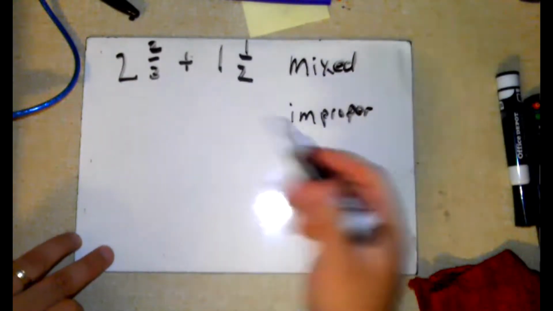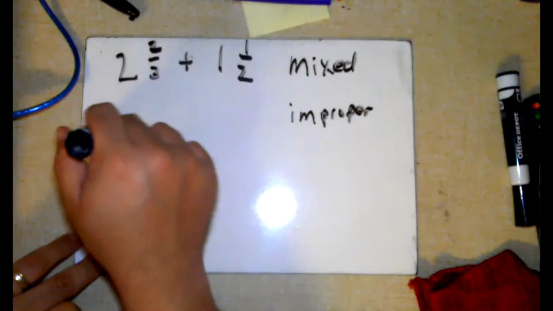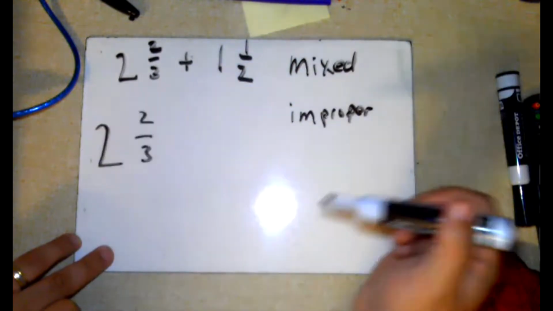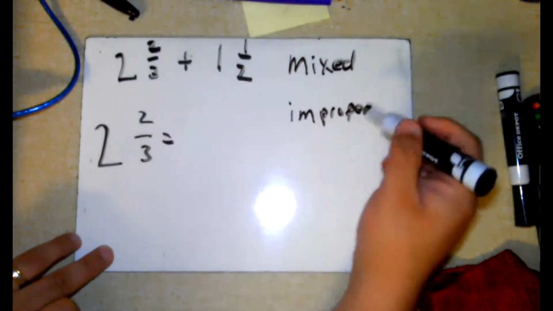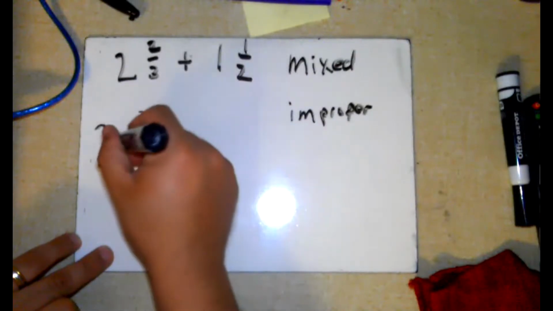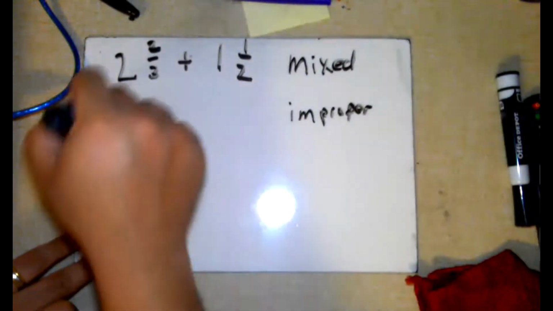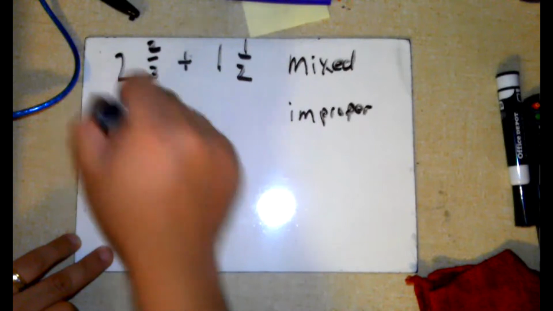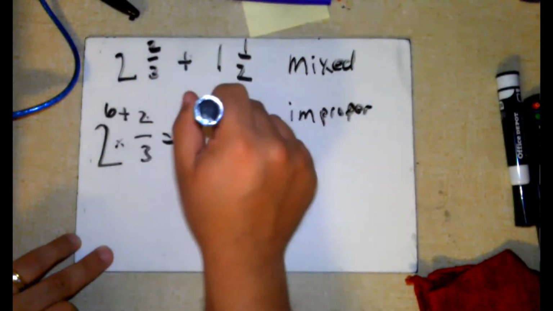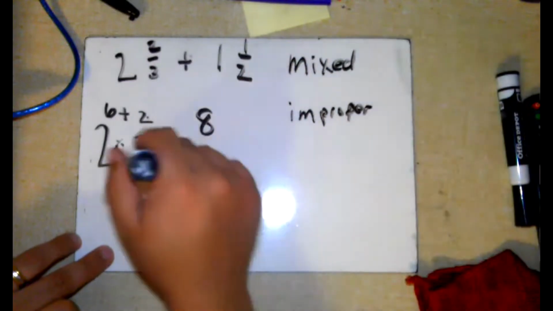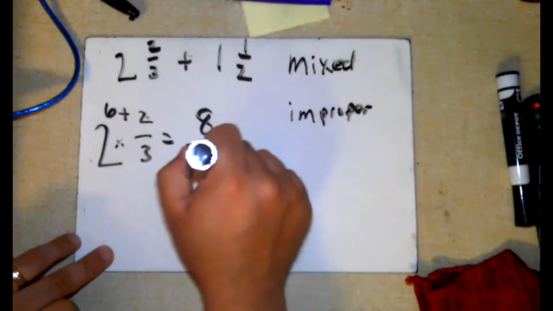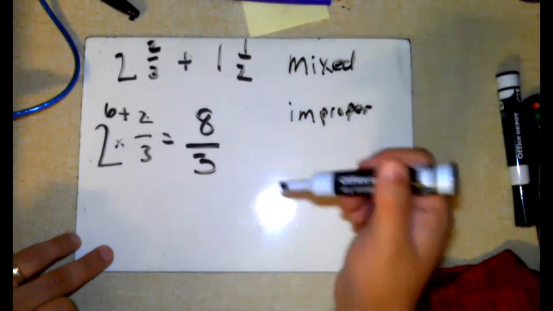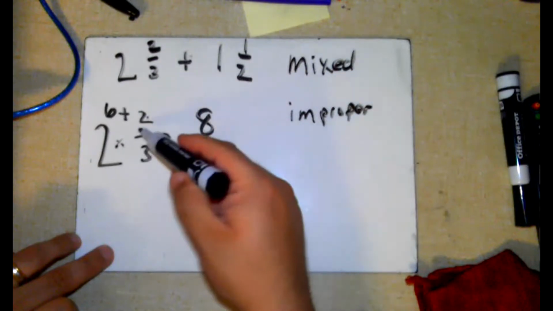So to convert to improper, you take your whole number and your fraction, and you're going to make that into an improper fraction. So 3 times 2 is 6. And then we're going to add our numerator. 6 plus 2 equals 8. That's our new numerator, and we're going to keep our denominator 3. Okay, so 8/3 equals 2 and 2/3. So this is the equivalent fraction of 2 and 2/3.